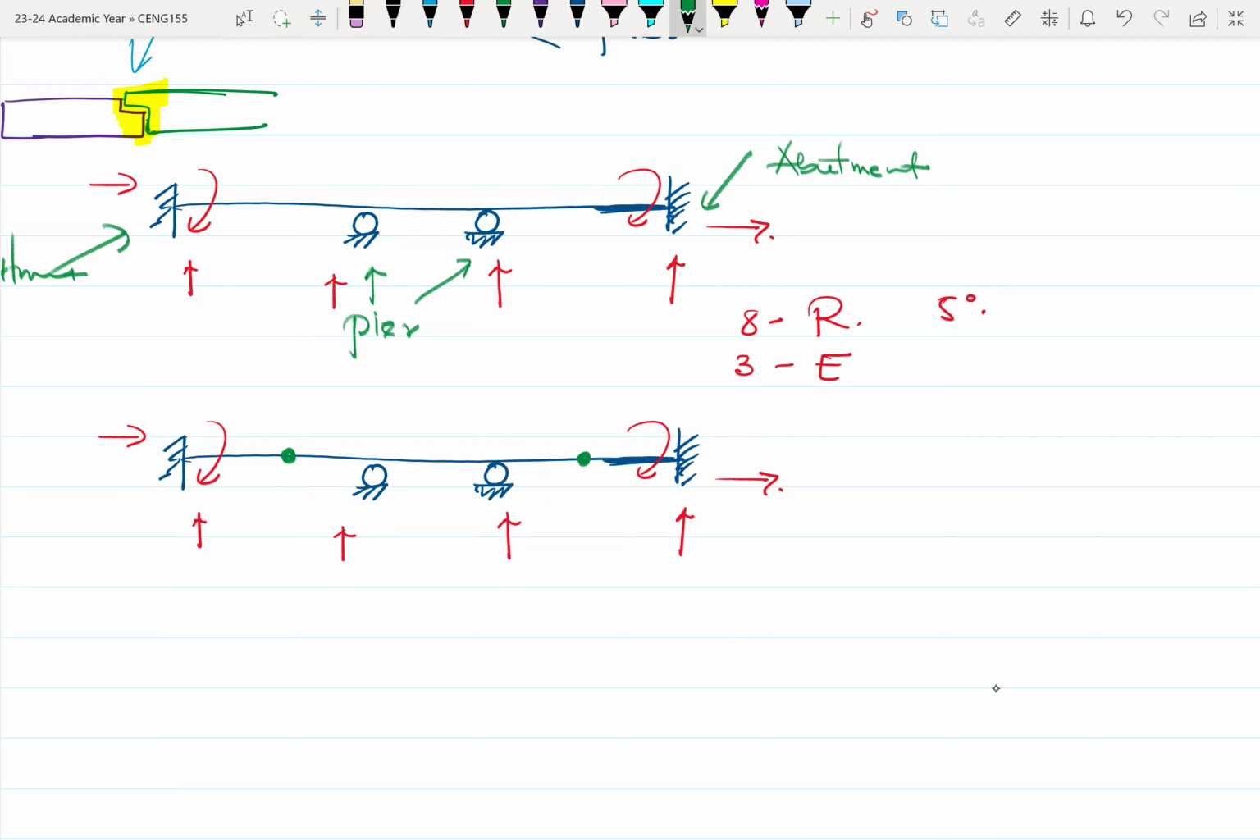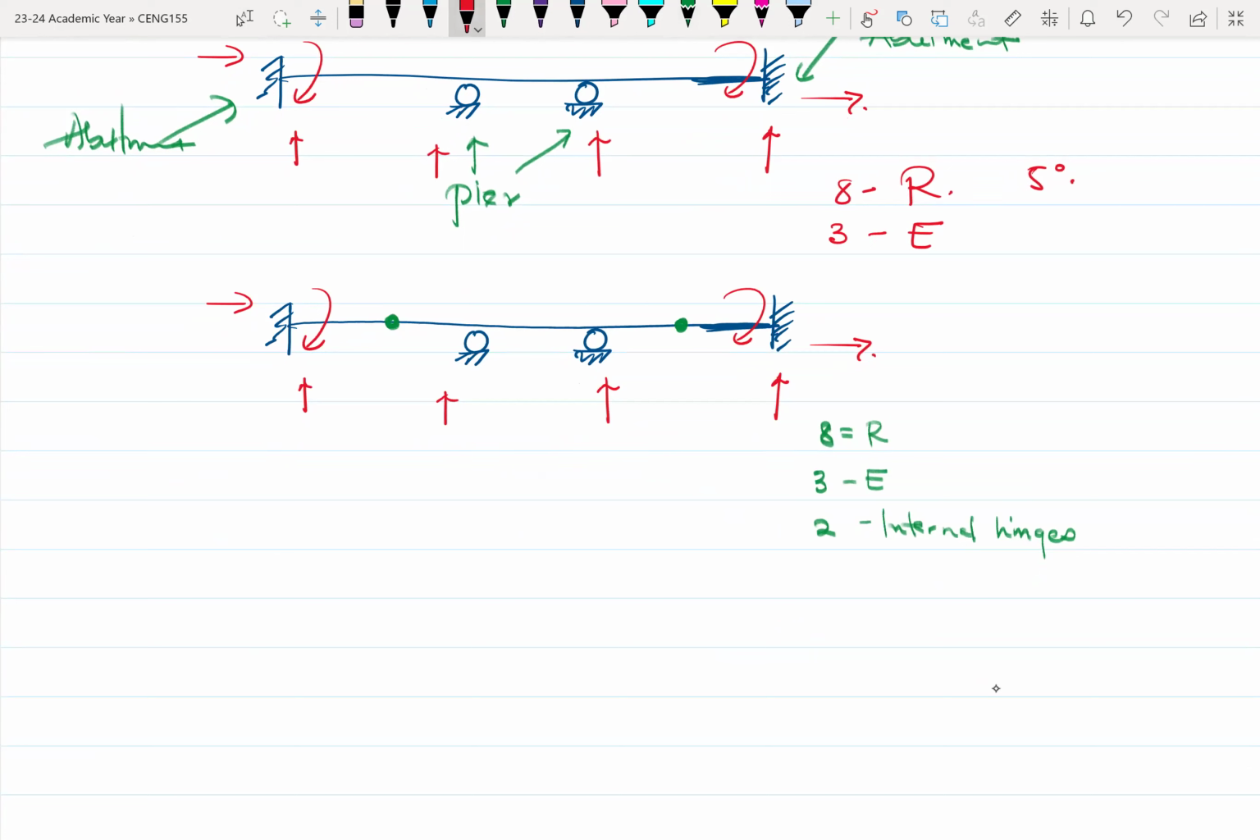So what now becomes our degree of indeterminacy, for example? In this case, we still have our 3 equations and our 8 unknown reactions. Now we have 2 internal hinges. So what would be our degree of indeterminacy in this case? To the 3rd degree. All right.